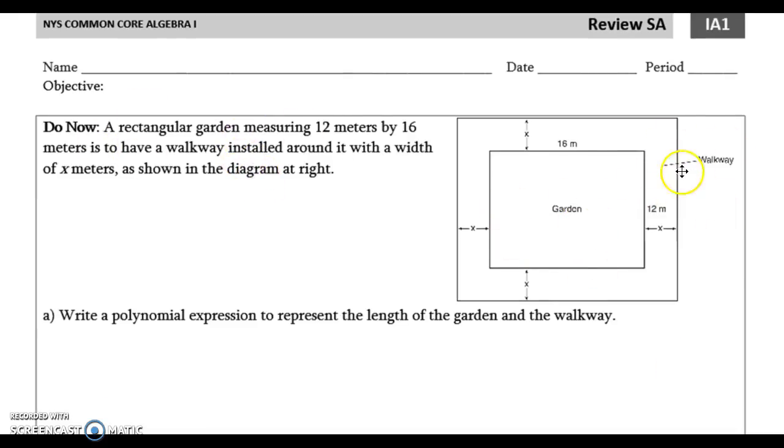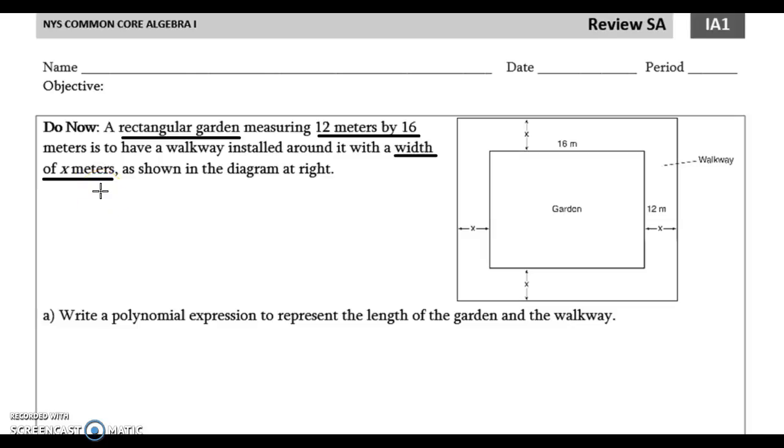These walkway questions will fairly often take the same structure, and you'll see them throughout the course. It talks about a rectangular garden measuring 12 by 16, so we're going to annotate that part. It's a rectangular garden, measures 12 by 16, which is width and length respectively. The walkway that's installed around it has a width of X meters. Sometimes it'll say a walkway of uniform width, which is the same idea. If they don't give you the width, it'll be X meters.